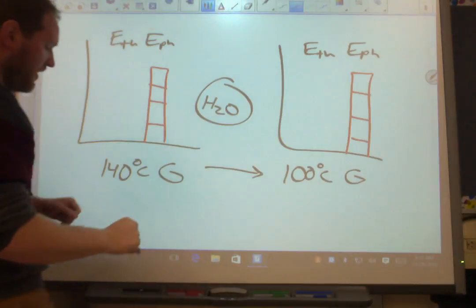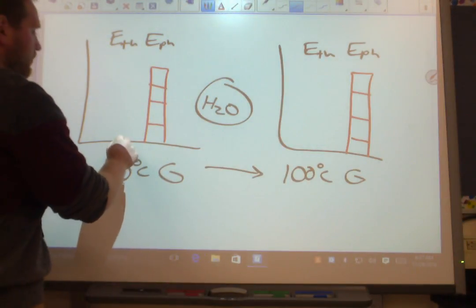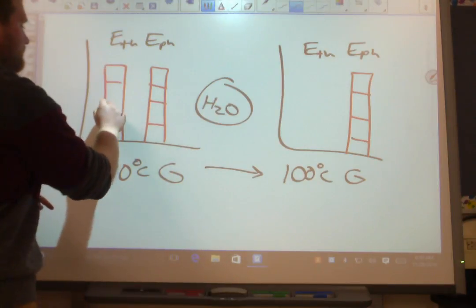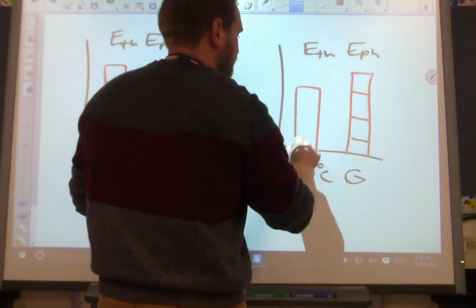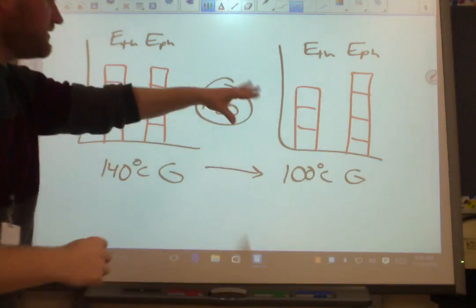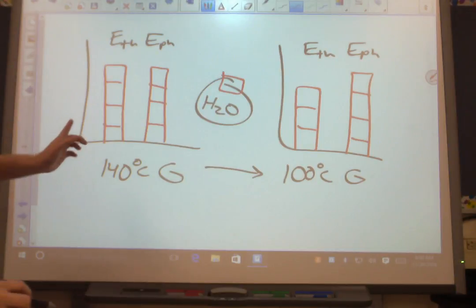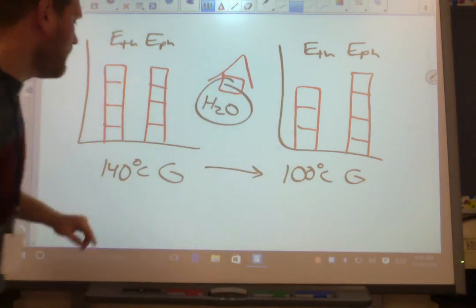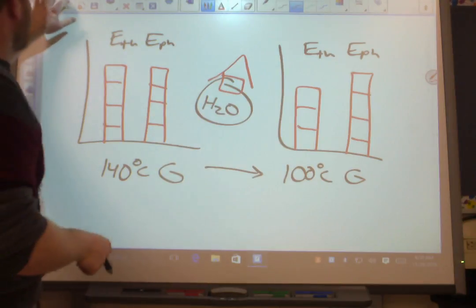No change there. For thermal, I have very hot here. This is over 100. I'm going to give that 4 bars. 100, I'm going to call that 3 bars. So I go from 8 to 7. The difference is 1. And is that heat going into or out of the water? Well, it's going out. From 4 to 3, that water is losing energy. That's my first LOL.